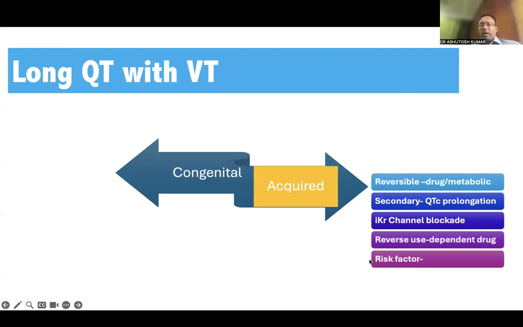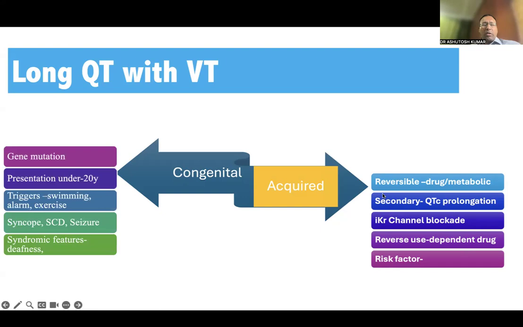If you are not having the reversible cause, then we have to give a thought about congenital QT prolongation, which is happening due to gene mutation. Mostly the patients will be presenting in their 20s, but yes, presentation in the 40 to 50 age group has been reported. Usually there may be triggers, meaning the patient may be having a syncope or seizure episodes while swimming, or due to an alarm bell, or due to exercise or emotional stress.